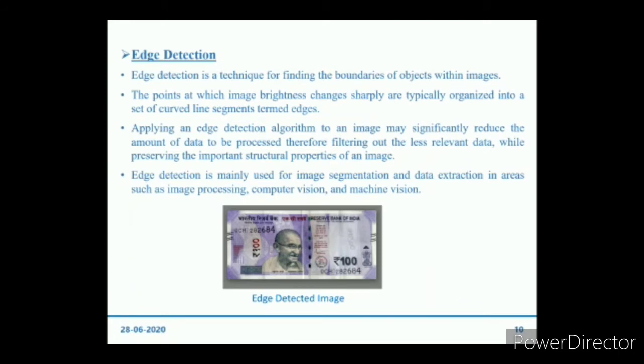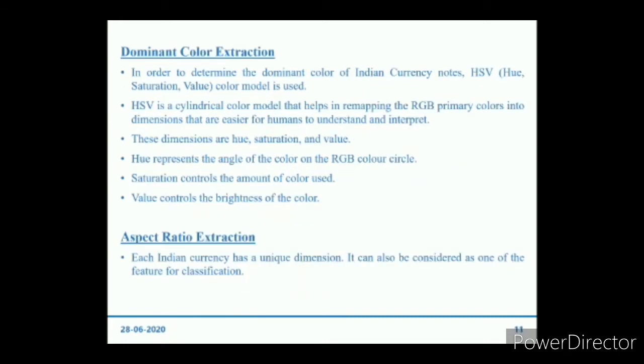Next is edge detection. Edge detection is a mathematical technique for finding the boundaries of objects within images. It works by detecting discontinuities in brightness. The points at which image brightness changes sharply are typically organized into a set of curved line segments termed edges. Then we come into dominant color extraction and aspect ratio extraction.